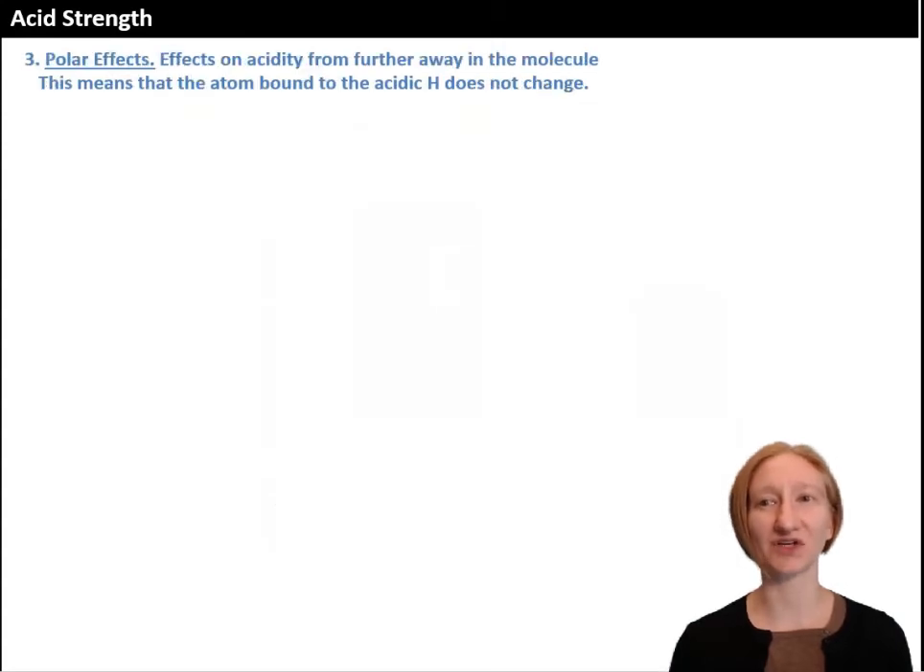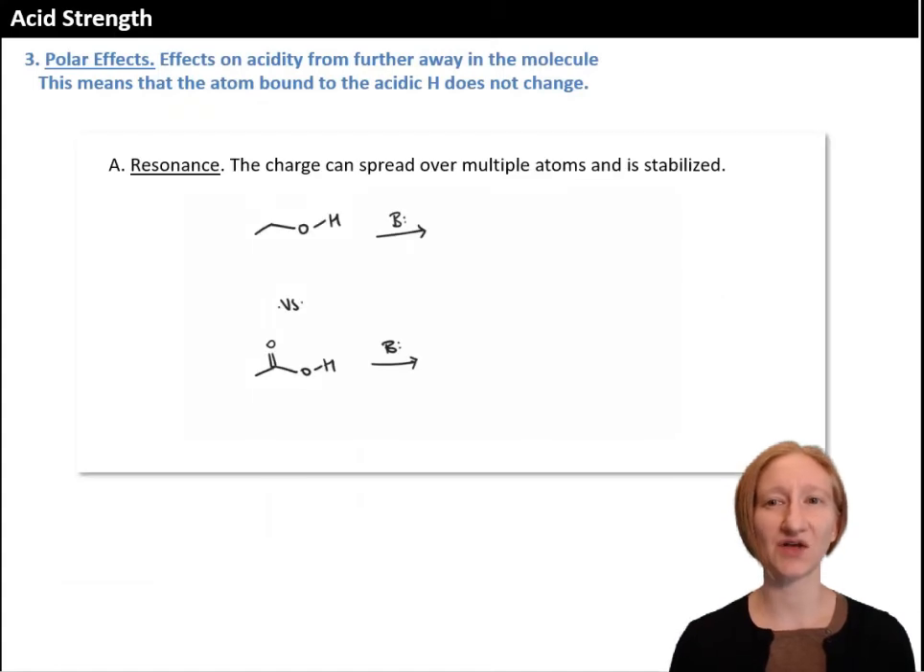The last effect that we'll look at are polar effects. Polar effects in acid are the effects on acidity from further away in the molecule. And they can be from things like resonance or electronegative atoms, as we'll see in a minute. And so in these cases, we're comparing two acids where the atom bound directly to the acidic proton is the same. First, we'll look at resonance effects.